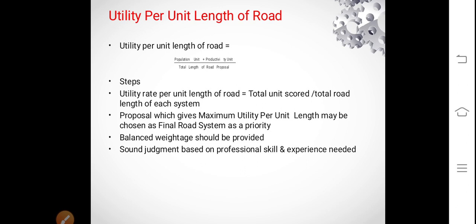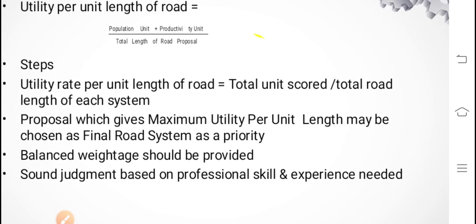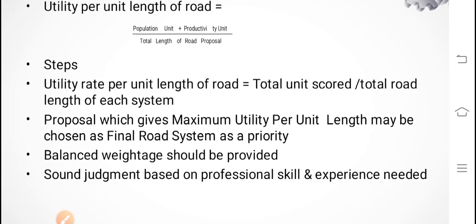Now, utility per unit length of road will be given by population unit plus productivity unit divided by total length of the road proposal. That is known as total utility unit per kilometer length. Steps: utility rate per unit length of road is equal to total units scored divided by total road length of each system. The proposal which gives maximum utility per unit length may be chosen as the final road system as first priority.